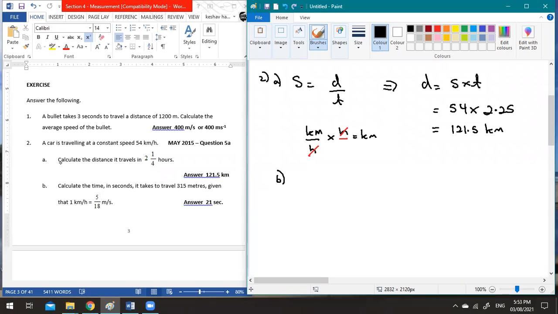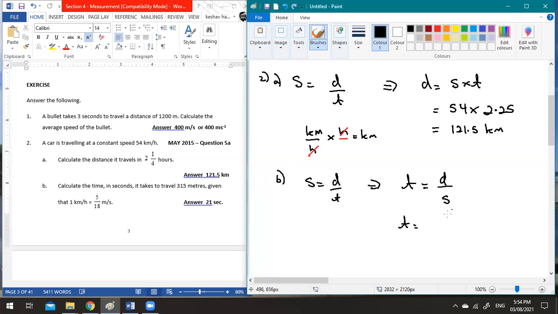Part B of the same question says: calculate the time in seconds it takes to travel 315 meters, given that 1 kilometer per hour is 5/18 meters per second. Again, we want to calculate time. We know the formula is distance over time, and it can be rearranged so that time is distance over speed, right? I will work in kilometers per hour at first.